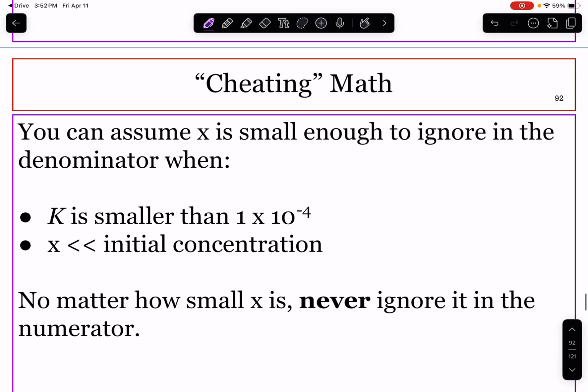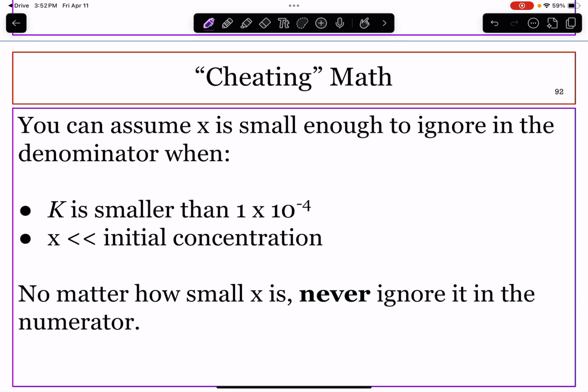So here's specifically how we are able to ignore that x in the math, which kind of feels like we're cheating or fudging math in some way. You can assume that x is small enough to ignore in the denominator when the k value is smaller than 1 times 10 to the negative 4, so that means 1 times 10 to the negative 5 or negative 6, something like that. Or if you're not given the k, if you're given the x value, if the x is much less than the initial concentration, that when you try to take the initial concentration minus x, you still get the initial concentration when you round to appropriate significant figures, that is when you know you can ignore the x in the denominator.